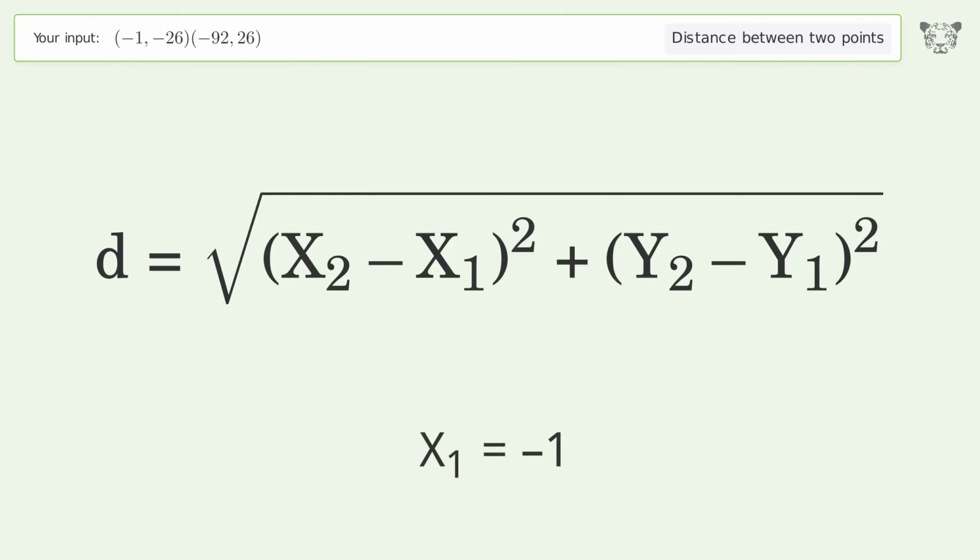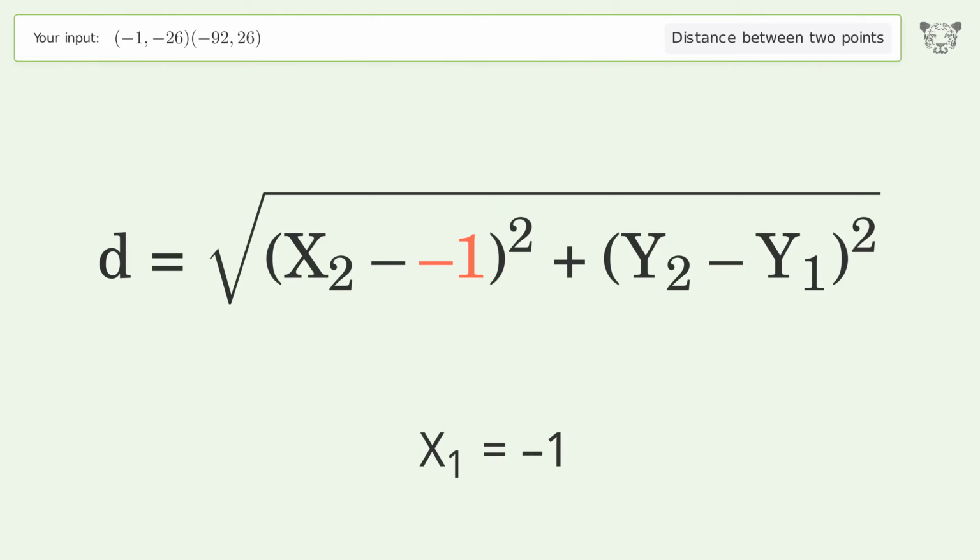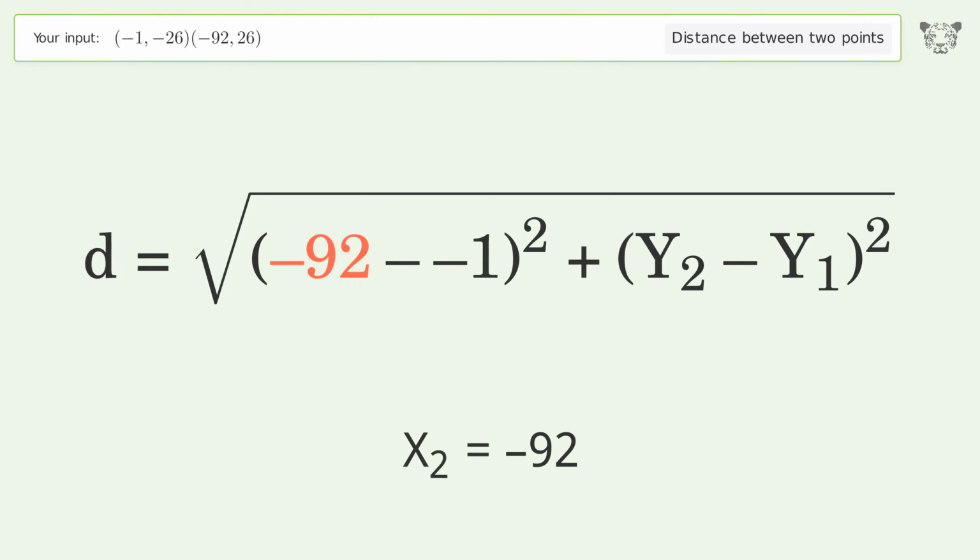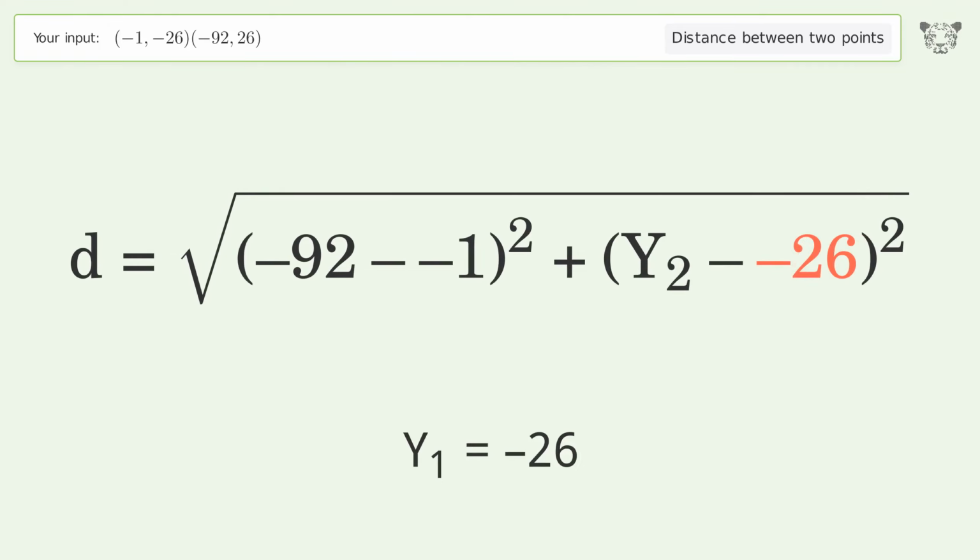x1 equals -1. x2 equals -92. y1 equals -26. y2 equals 26.